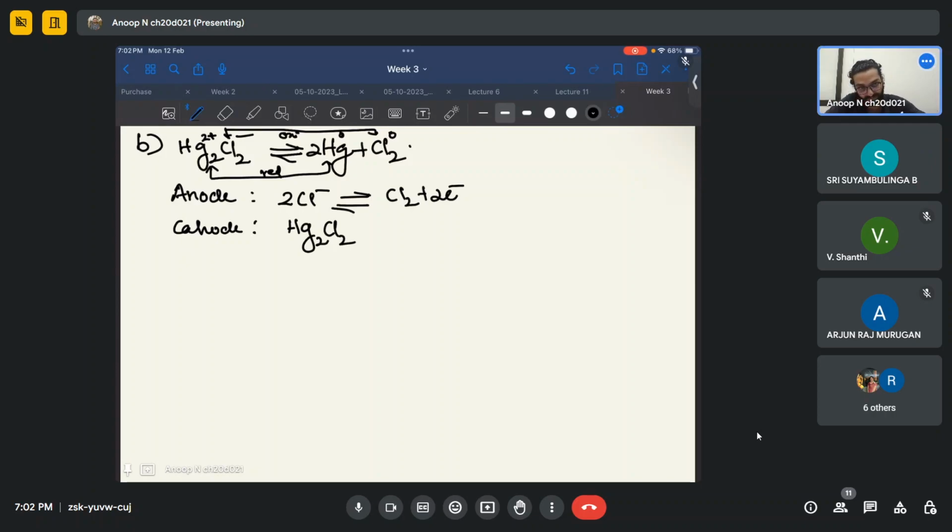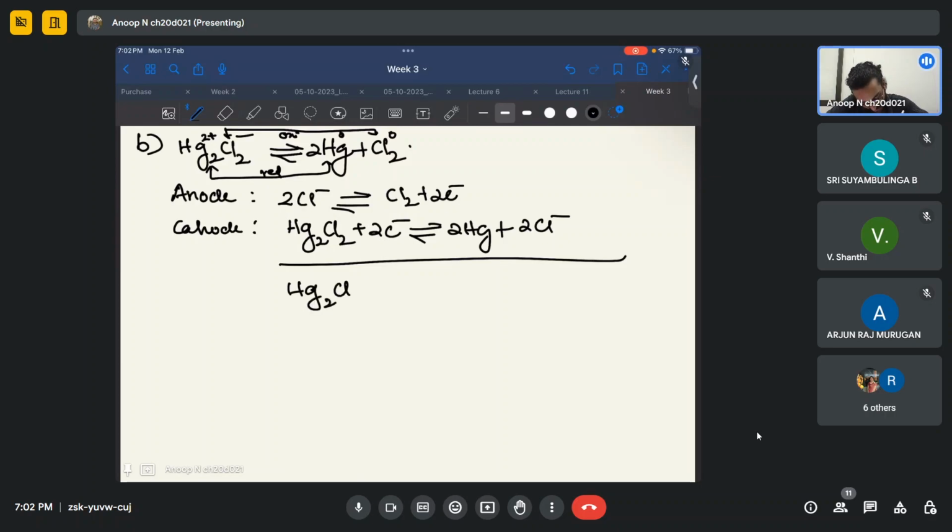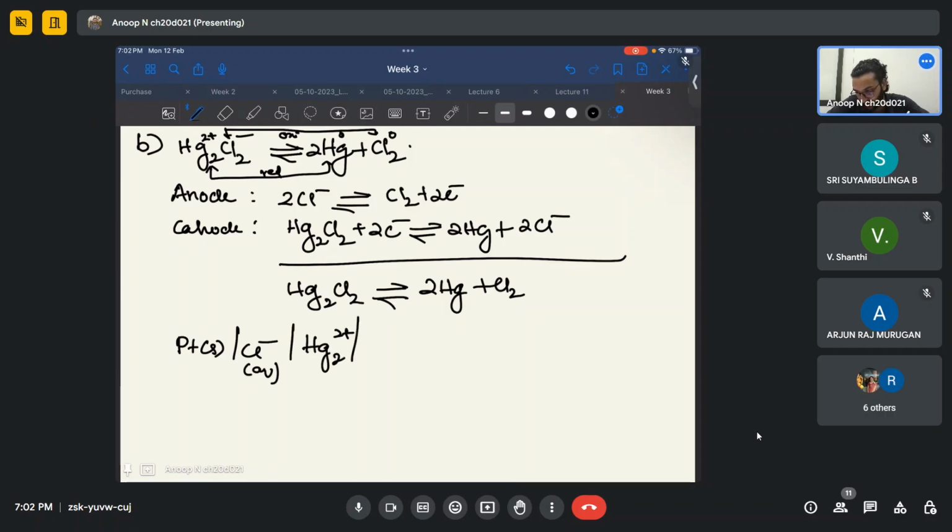Yes, mercury plus chlorine ion: Hg2Cl2 giving 2Hg plus 2Cl minus. So I'll write the overall reaction: Hg2Cl2 is giving 2Hg plus Cl2, right? We got the same equation. So how will I represent the cell? I can write it as Pt solid bar Cl minus aqueous bar Hg2 2+ bar Hg.